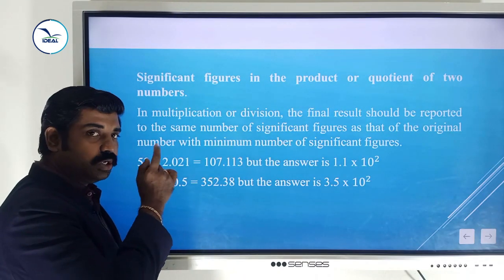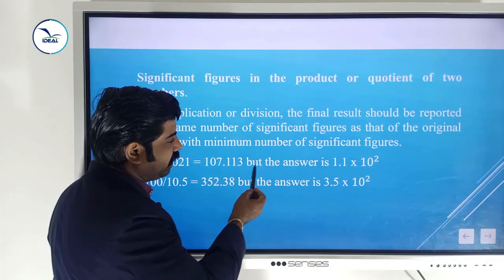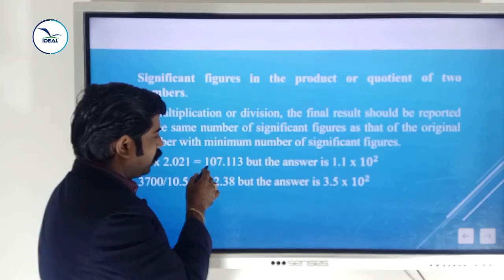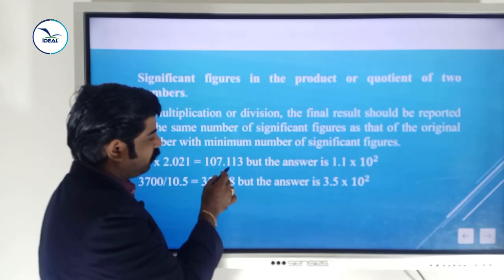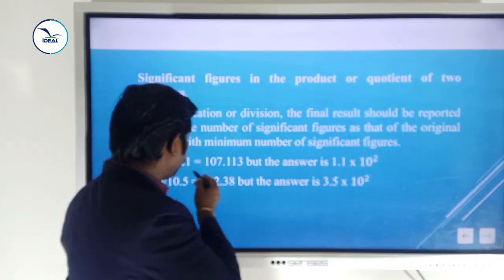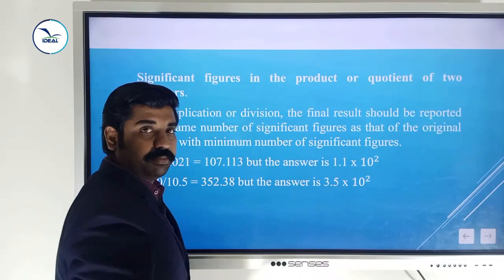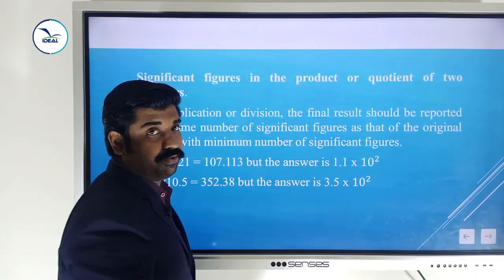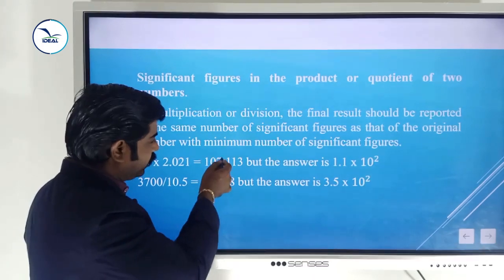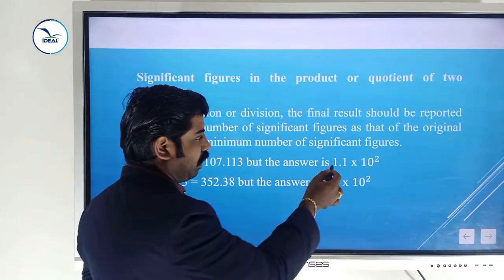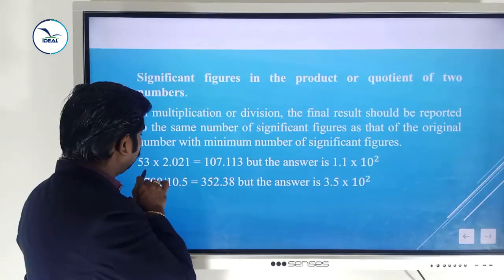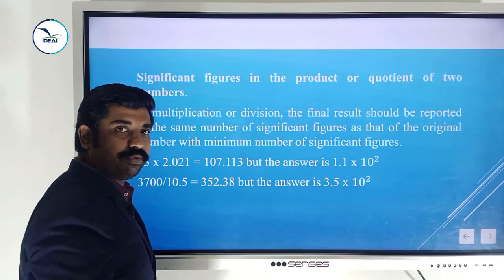How? To 2 significant figures. So I can write it in scientific notation. Actually it is 1.07113 into 10 raised to 2. So I rounded it to 2 significant figures. So it is 1.1 because the next digit is 7, so I add one to the first digit. So that is 1.1 into 10 raised to 2. So here the number of significant figures is 2 itself.